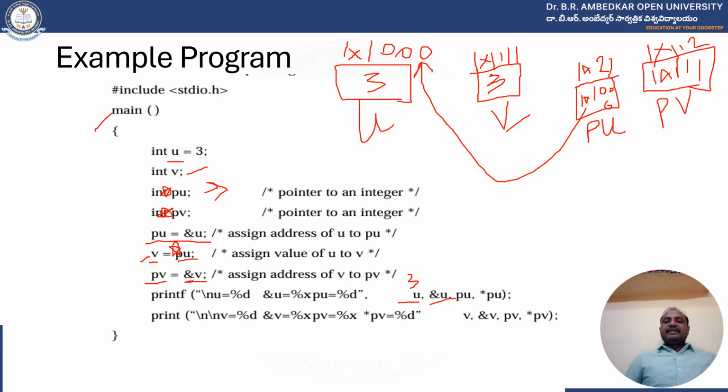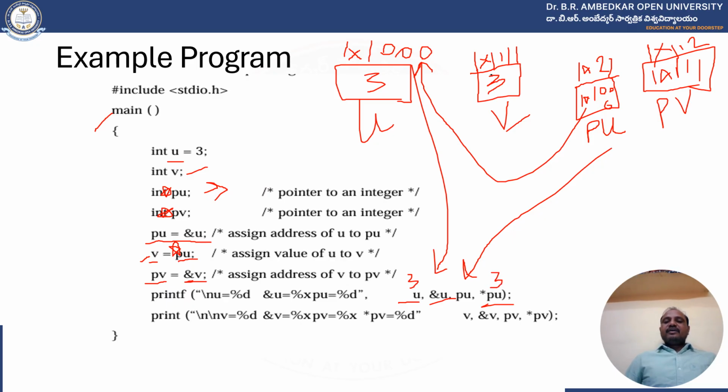Ampersand u is nothing but the address of u. pu contains the address of u only, and asterisk pu, that is the value of pu, that is the u value, which is 3 only; it will display that.